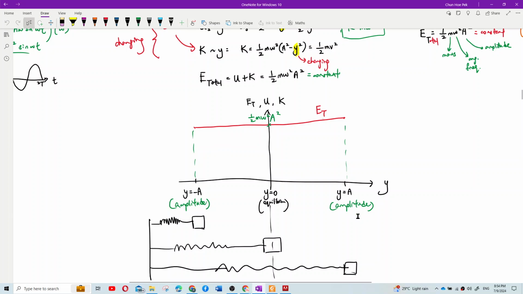Okay, so here this is the total energy formula. Total energy is half m omega square a square.